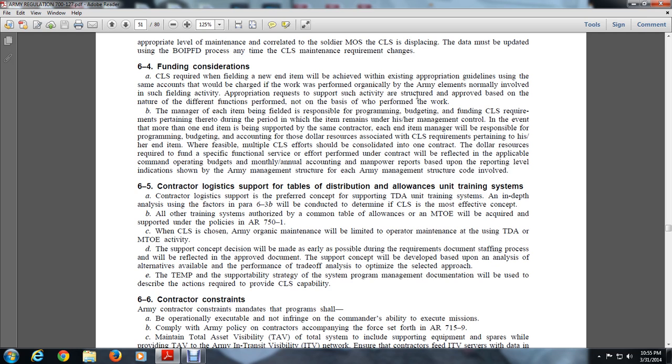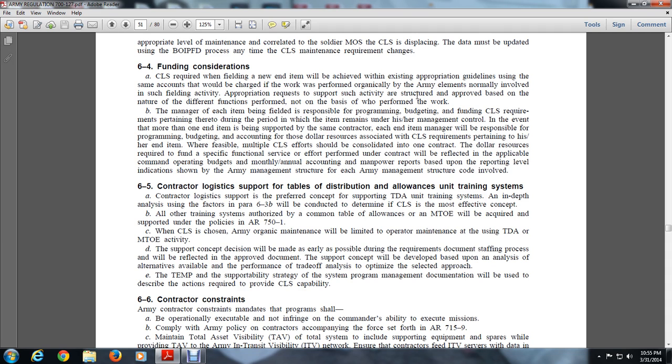In the event items are supported by the same contract, each entity manager will be responsible for the program budgeting and accounting for those dollars. The resources associated with the contractor logistics support pertaining to his or her item will be reported as feasible. Multiple contractor logistics support efforts may be consolidated into one contract. The dollar resources required, funding sources, and efforts performed under contract are reflected in applicable command operating budgets, monthly and annual accounting, and manual manpower reports. The reporting level indications are shown on the Army Management Structure and the Army Management Structure Code.